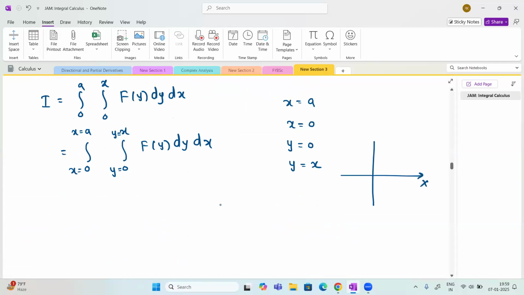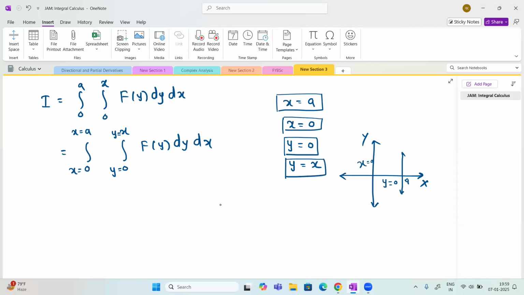This is x-axis. This is y-axis. x is equal to a. This is equation of what? A line parallel to y-axis, passes through x is equal to a. Agree? x is equal to 0. Y-axis. Exactly. y is equal to 0. X-axis. Very good.